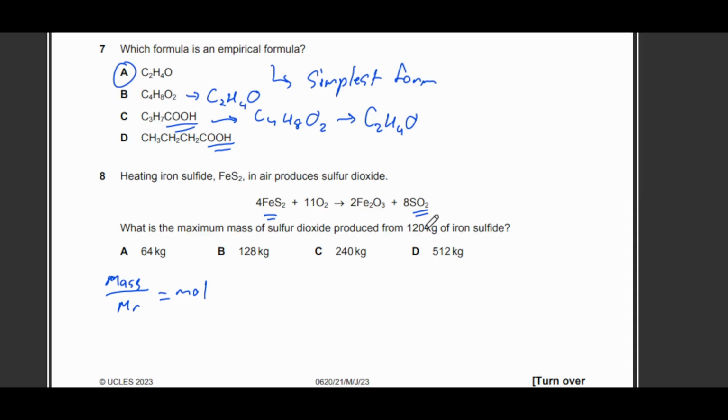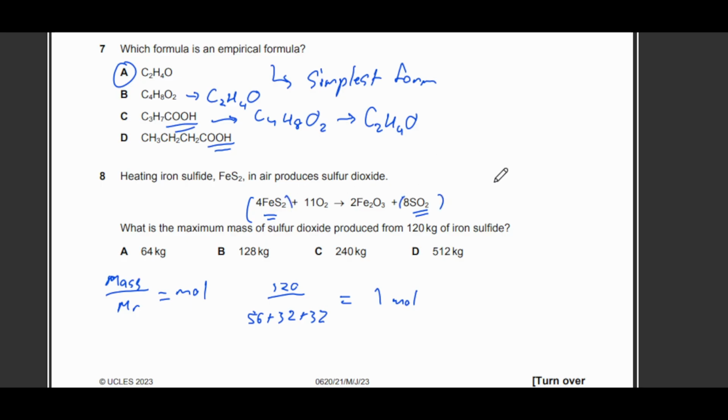So first thing you want to do is take 120 kilograms and divide it by the Mr of FeS2. So you look at the periodic table, and you'll know that it is 56 plus 32 times 2. So this is the Mr of FeS2, right? And funnily enough, the answer will be 1, right? 120 over 120 is 1. So since you have 1, this means 1 mole. Okay, so now, once you have this mole, you need to find the ratio between this and this.